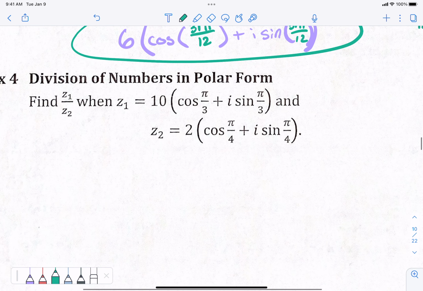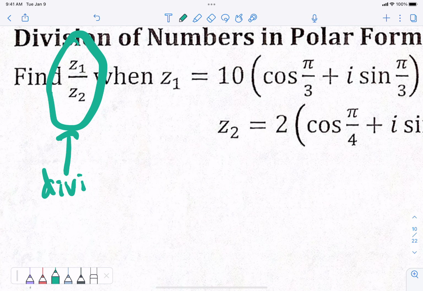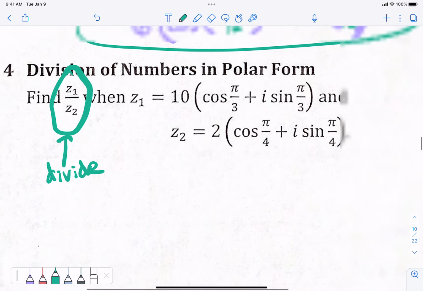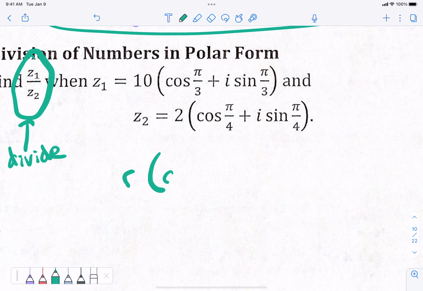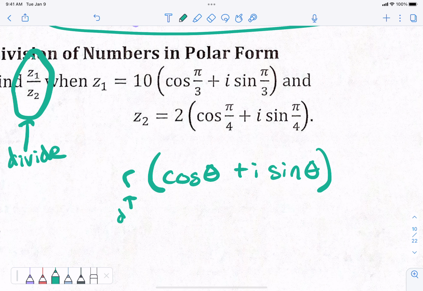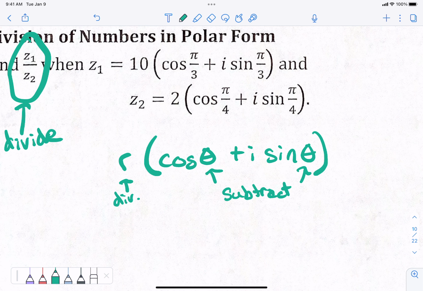Next one. This is division. It says find z1 over z2, which is another way of saying divide. The r's out in front, the same thing. I'm going to do r cosine theta plus i sine of theta. This is eventually what we want to get to. To find this r, we actually divide them. But to find this theta, when we're dividing, we actually subtract them. It's kind of like the log stuff. Plus means multiply, minus means divide.